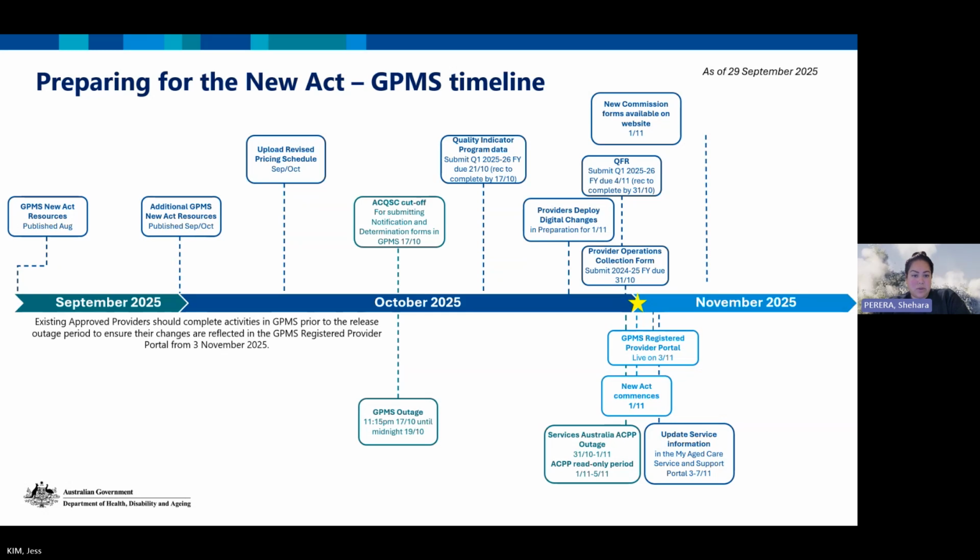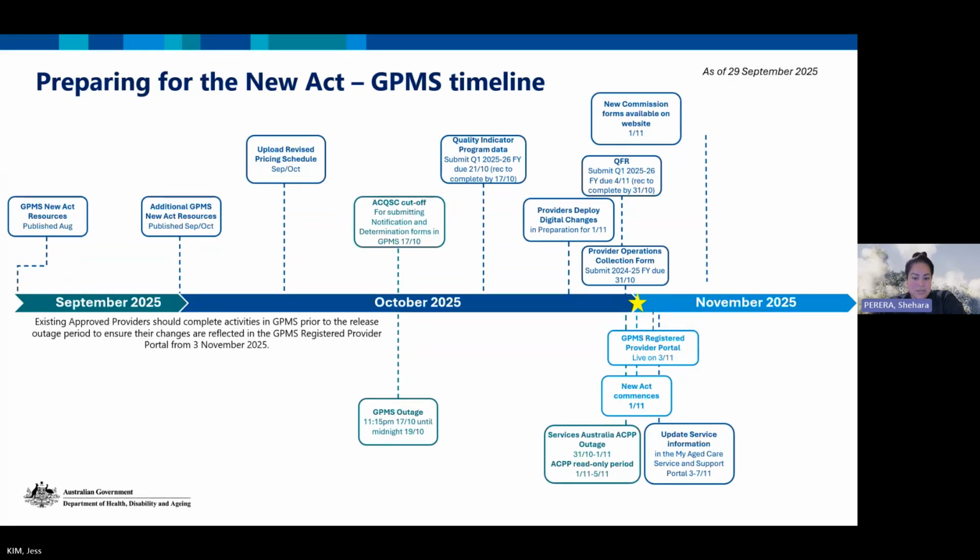You can complete your quality indicator data submissions for Q1 for 25-26 by the 21st of October. Well, that's the requirement, and we're recommending that you complete this by the 17th of October if possible. And then for the quarterly financial reporting, we're recommending that you complete this by the 31st of October. So we can share this information with you so that you can see this at your leisure and also incorporate that into how you manage your organisations or operations.